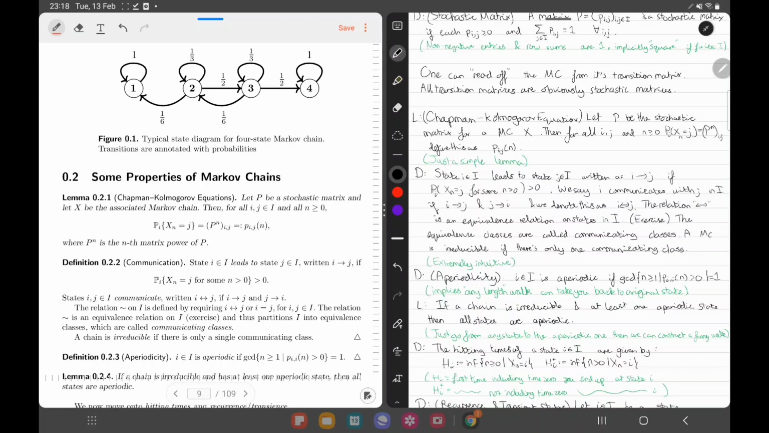You gotta imagine it as like a group of girls being really gossipy and trying to pass messages between each other. Okay, once again, if I talks to J and J talks to I, then I communicates with J, so J basically communicates with I too. I mean that's kind of obvious, right? It's like, yeah, these two people talk to each other.